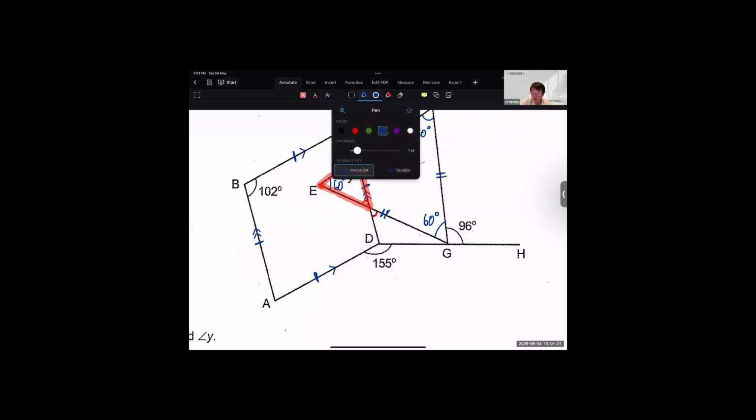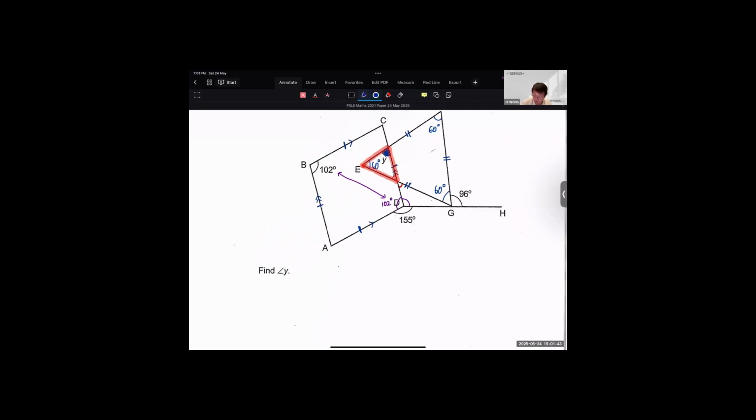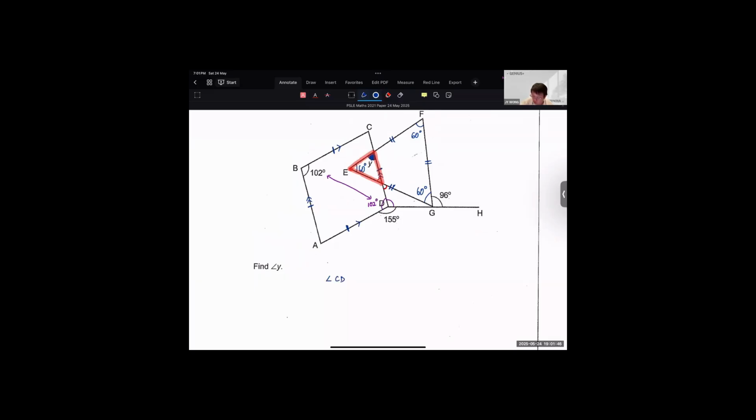Now, go and fill in what other information you can. So if this is a rhombus, you ought to know that this will also be 102 degrees. Diagonally opposite angles in a rhombus or a parallelogram are equal. And that now allows you to find angle CDG. So angle CDG is equal to 360 degrees minus 155 degrees minus 102 degrees, because angles at a point.